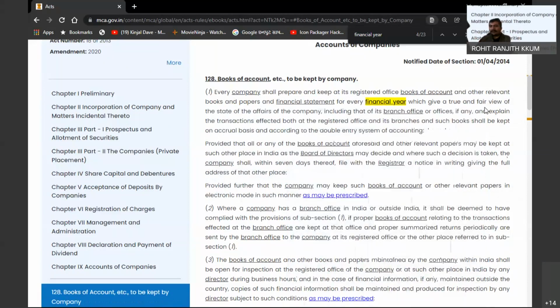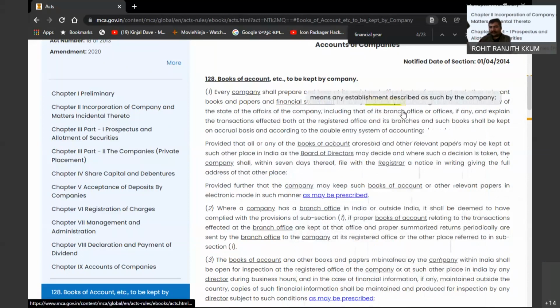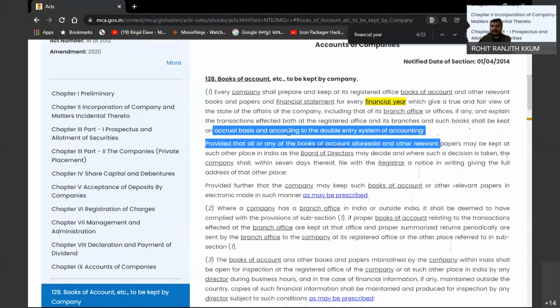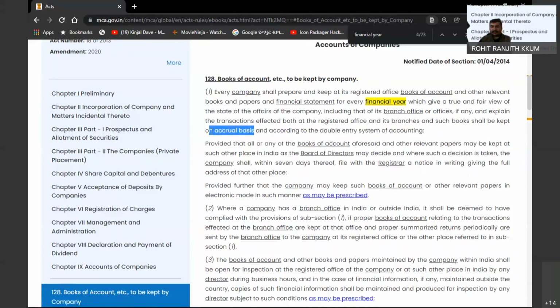Which give a true and fair view of the state of affairs of the company, including that of the branch office or offices if any, and explain the transactions affected both at the registered office and its branches. And such books shall be kept on accrual basis and according to the double entry system of accounting. So I think we have already done questions that it has to be on accrual basis.